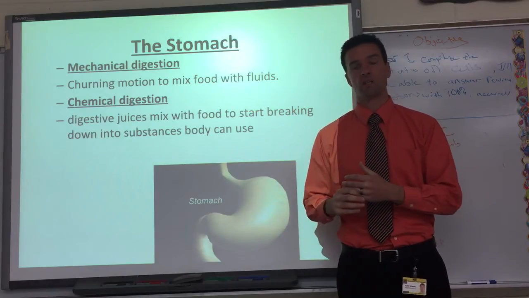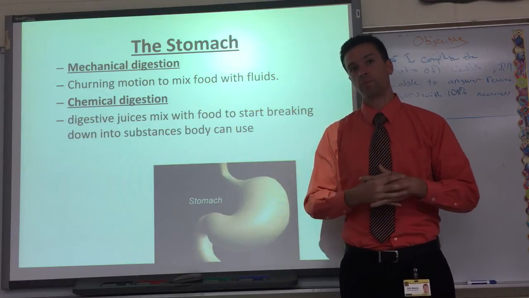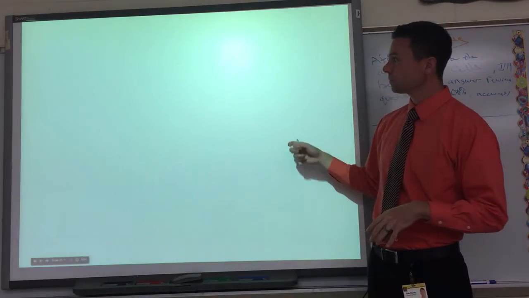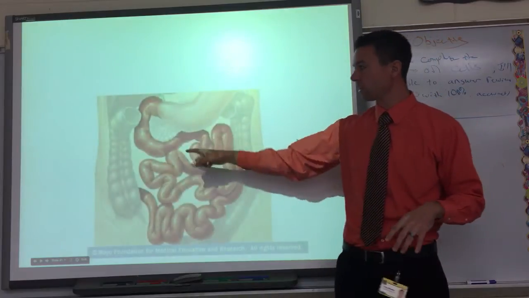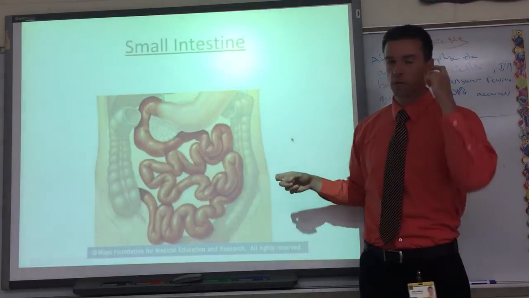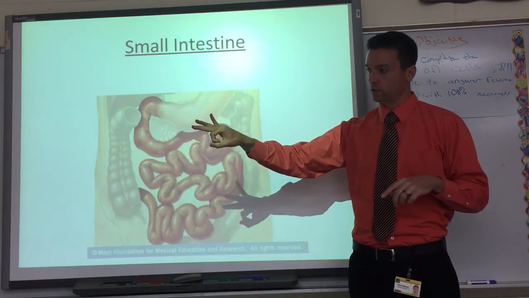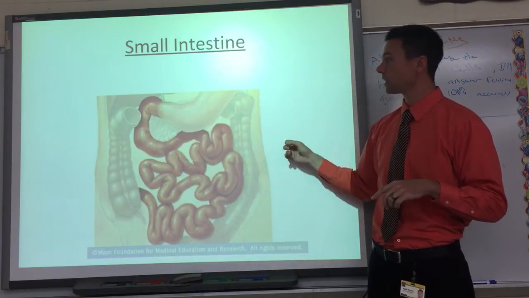It's making something called chyme, and it's making it a liquid. All right, so after we go to the stomach, then we go to this guy, small intestine. The question is, why is it called small when it's so long? It's just because the diameter is pretty darn small. But the actual tube itself is fairly long.